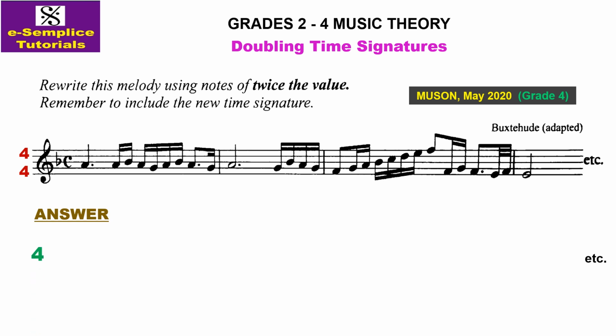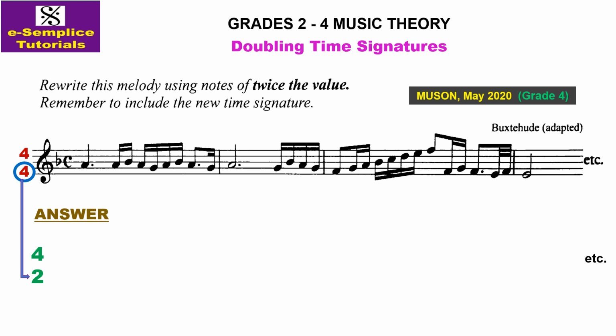Now the upper number does not change. We bring down the 4, but the lower number will definitely change. The lower number there signifies a crochet. If you double a crochet, it becomes a minim. So the time changes from 4/4 time to 4/2 time.